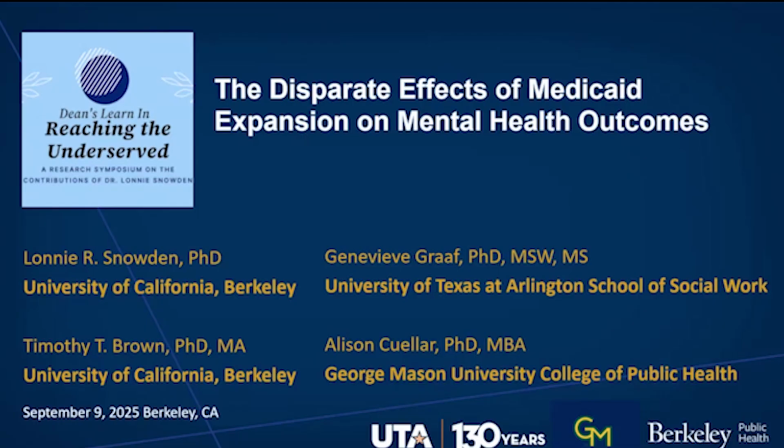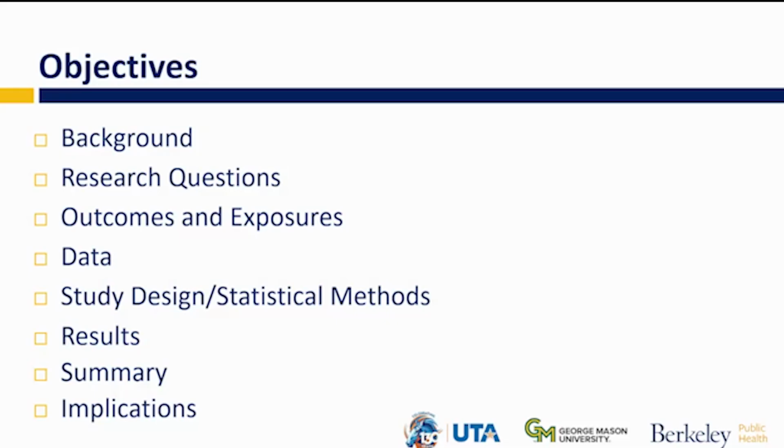And the original R1 was about insurance and utilization. It really wasn't so much about outcomes. The outcomes was going to be how we subsetted the groups. But this is now about outcomes. So this is work that was originally supposed to be presented by Lonnie in Venice, Italy, before he passed. So I took his place. All right, so I'm going to go through the background, the research questions, the outcome and exposures, the data, I've already talked about data, the study design, statistical methods, results summary, and some implications.